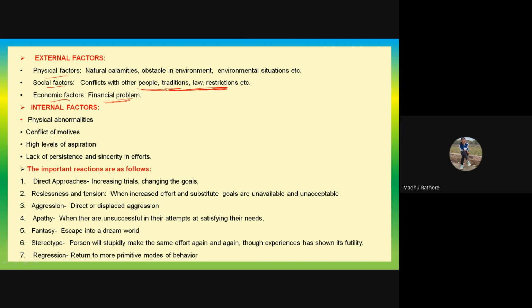Next are internal factors, like physical abnormalities. If we have any physical abnormality, it shows in our body as frustration. Then conflict of motives, a high level of aspiration where we do not get what we want, and lack of persistence and sincerity in efforts. If we lack practice, sincerity and hard work, we are not able to get that aim or goal, or it takes time, and so on. It shows as frustration. Next, the important reactions to frustration are as follows.